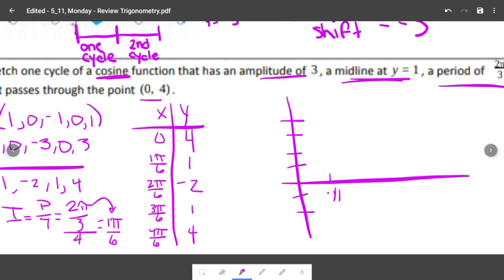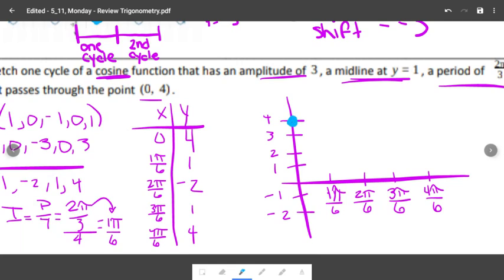Make sure that your x and y axis are labeled. If you're counting by ones like I am on my y-axis, it does not have to be labeled, but if you want to, you can. And then we're going to plot the points.